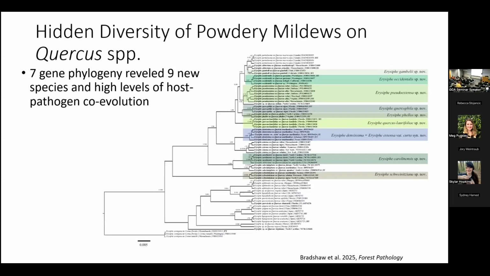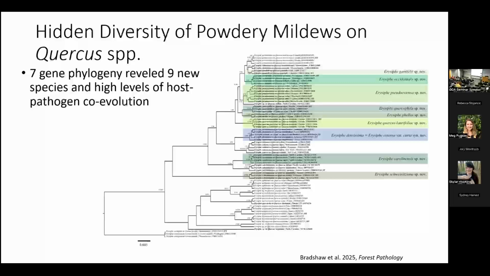So we did 7 genes, and we built this phylogeny. So when looking at my phylogeny, this is a little blurry, but I'll walk you guys through it. The first name that you see here is the powdery mildew species. Then it's going to be on, and then on the host species. I list the host species and then the locality.